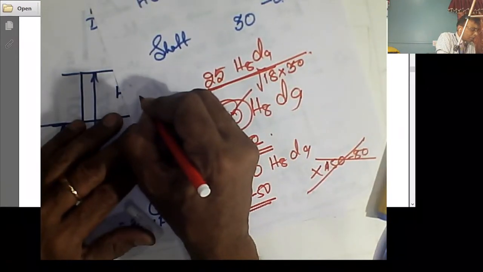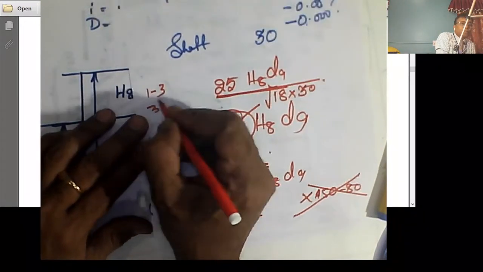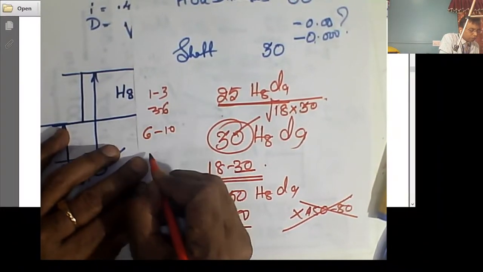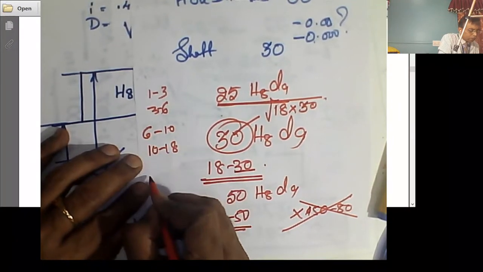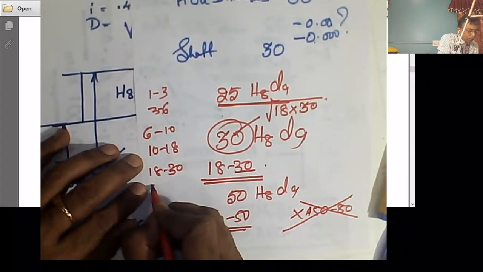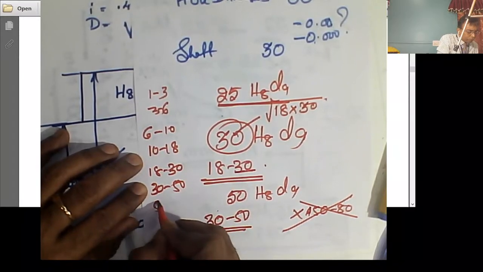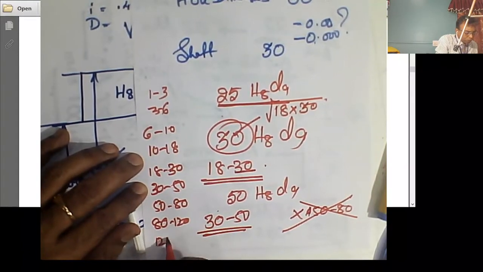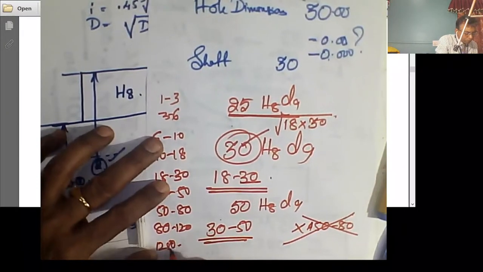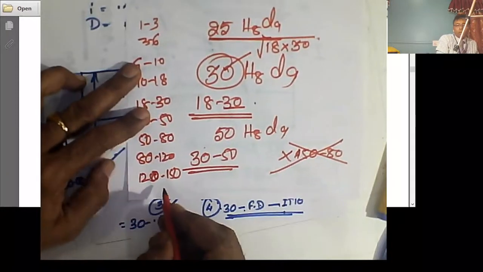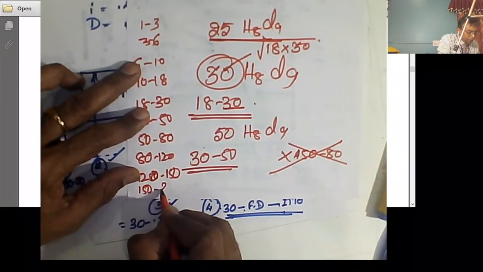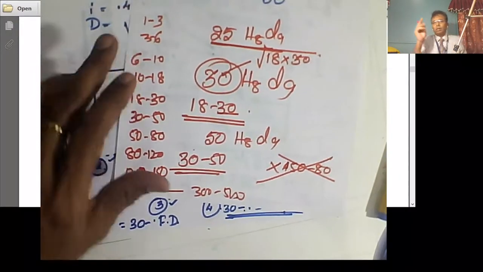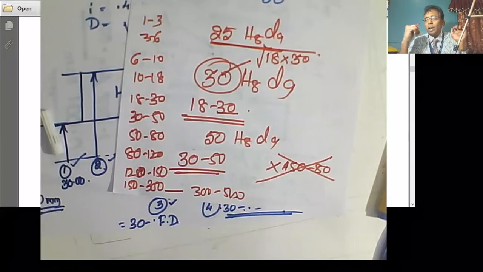Diametral steps are 1 to 3, 3 to 6, 6 to 10, 10 to 18, 18 to 30, 30 to 50, 50 to 80, 80 to 120, 120 to 150, and 150 to 300. Next is, I think, 300 to 500. I am not very sure, but more or less, if my memory serves me, these are the diametral steps.